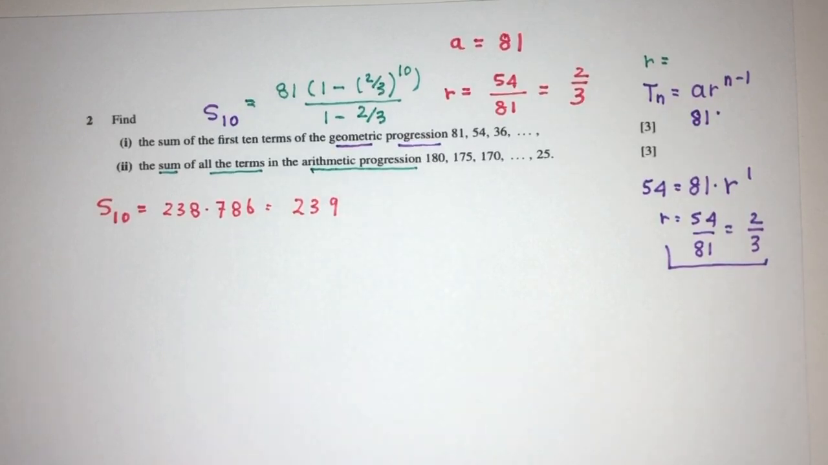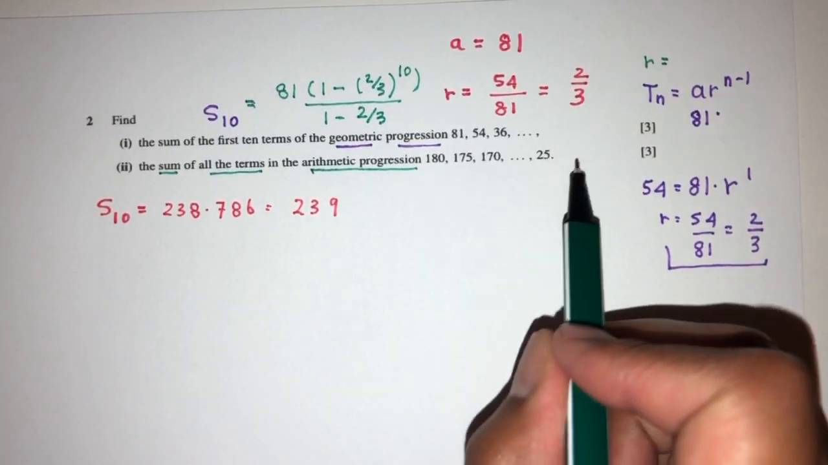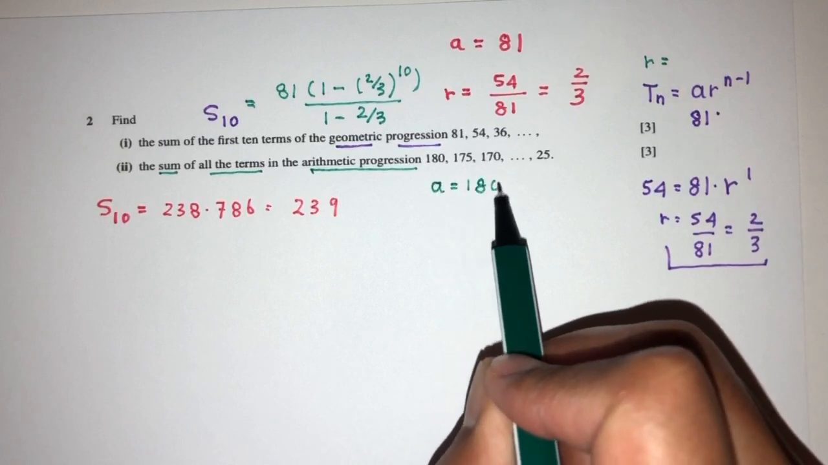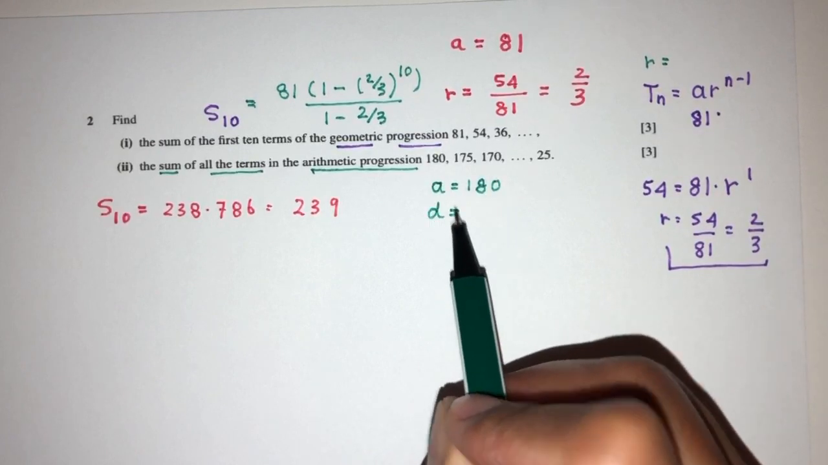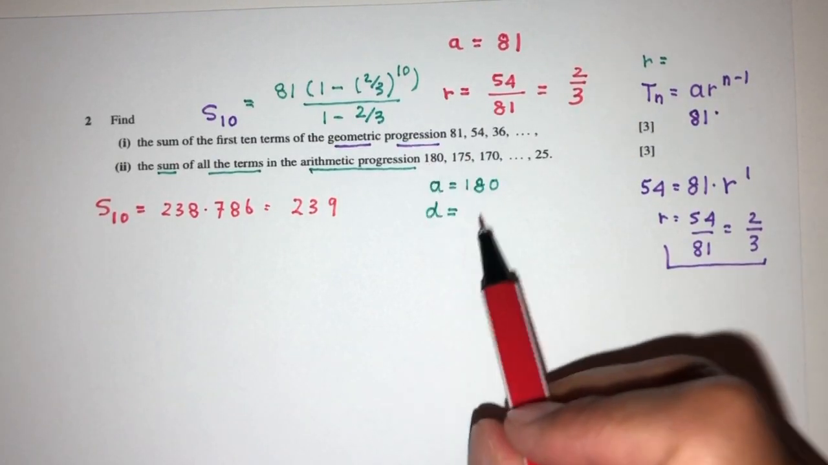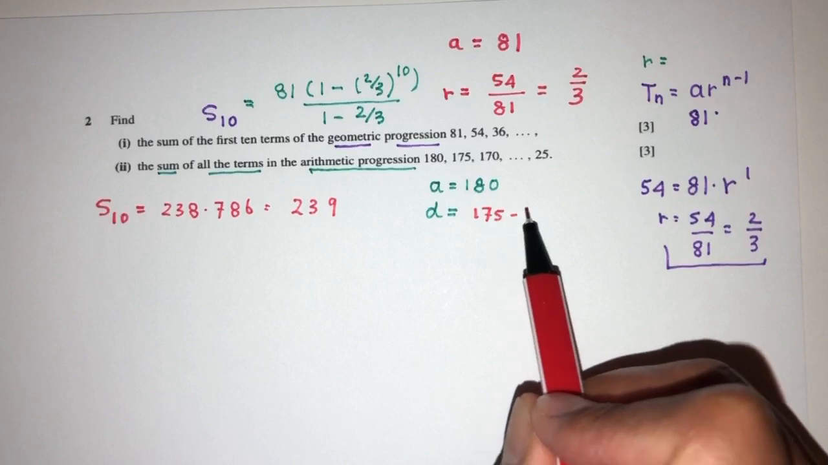Now for part 2, we have to find the sum of all the terms in this arithmetic progression. Now as you can see, this is the progression that we have. We realize the value of A, which is the first term, is 180. Right. Now what is the common difference? As you can see, it will be 175 minus 180. What is that? 175 minus 180.